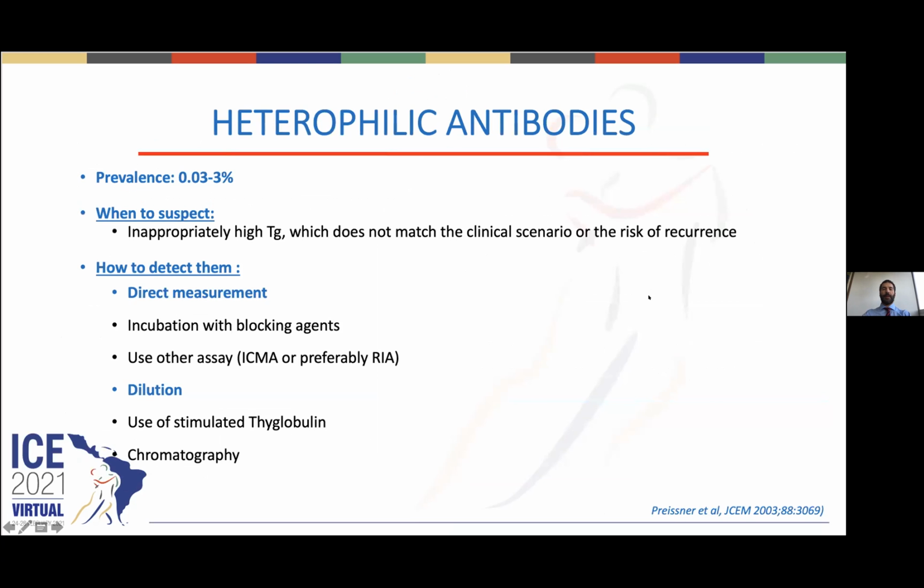Another interference that could happen, but in a very low number of patients, is the heterophilic antibodies. We have to suspect them when we have inappropriately high thyroglobulin levels that do not match the clinical scenario or the risk of recurrence of the particular patient. And there are different ways to rule out or to understand if we are in front of these antibodies interfering with our techniques.